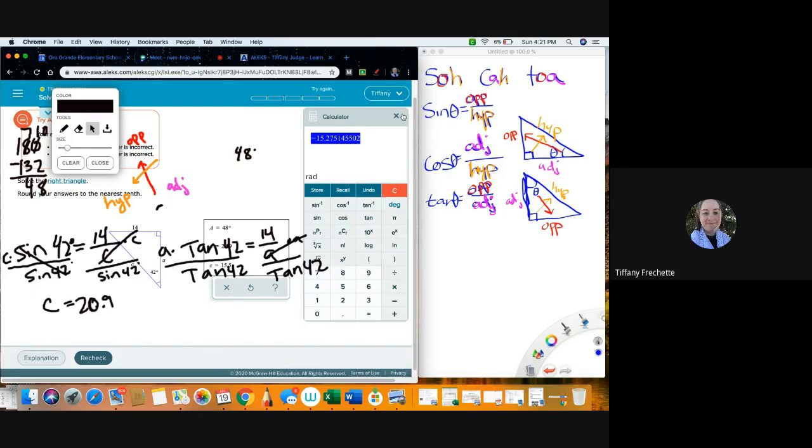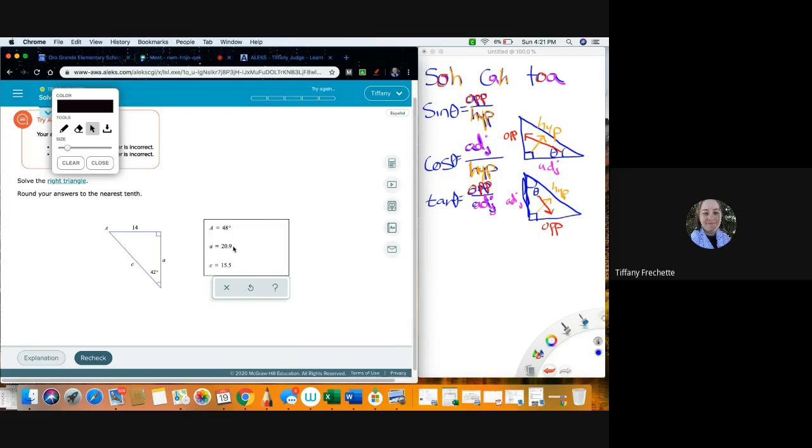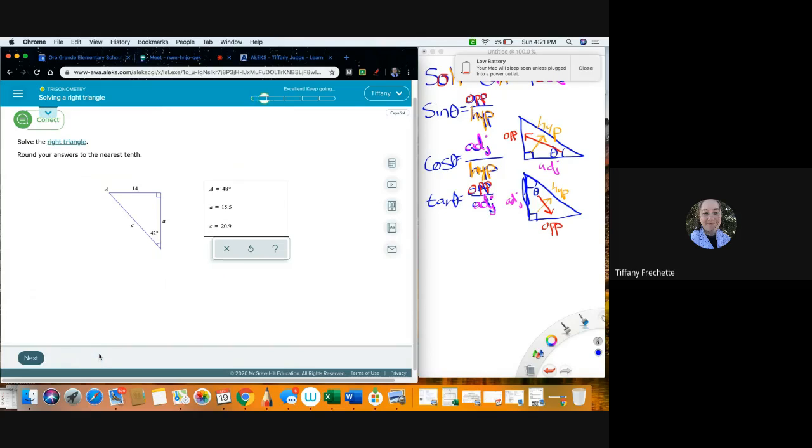Oh, you know what? Silly, silly mistake. I typed my numbers into the wrong spaces. So this should be 15.5, and this one down here should be 20.9. That was just a dorky mistake there. So that's just paying attention to where you're typing. So that was just my oops. We did all the calculations correctly, and the calculator is working just fine. It was just me not paying attention where I'm typing things. All right.